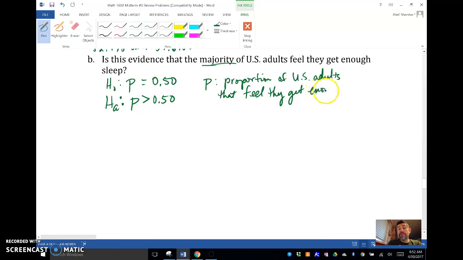They get enough sleep. Maybe it's early this morning and maybe I didn't get enough sleep. I'm just kidding. Okay, anyway, let's go and write the conditions.